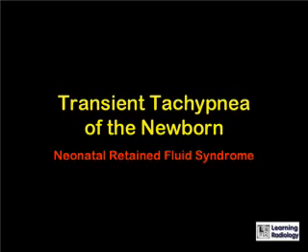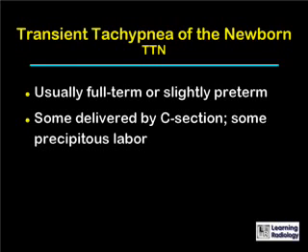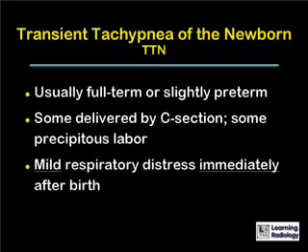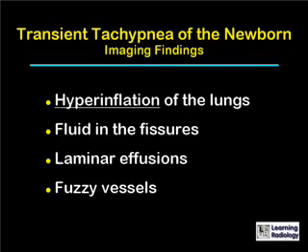Transient tachypnea of the newborn, neonatal retained fluid syndrome. Transient tachypnea of the newborn usually occurs in full-term or slightly preterm infants. Some are delivered by cesarean section, others through precipitous labor. There is usually a mild respiratory distress immediately after birth that improves within several hours. Imaging findings include hyperinflation of the lungs, fluid in the fissures, laminar effusions, indistinct or fuzzy vessels. So the findings are similar to congestive heart failure.